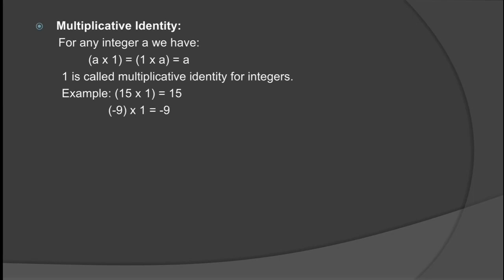Now let us see what is multiplicative identity. Multiplicative identity is an integer which, when multiplied by a given integer, produces no effect on it.